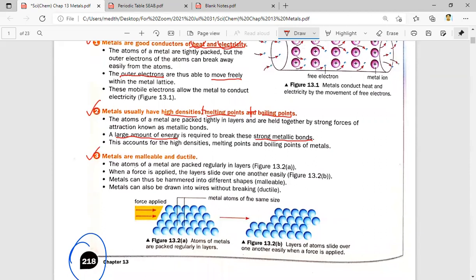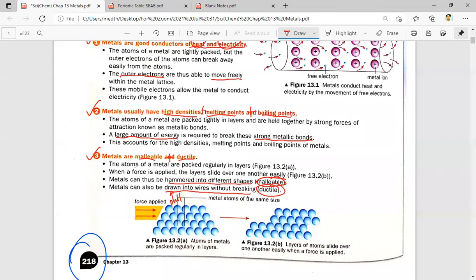The last one is that pure metals are malleable and ductile. What is malleable? Malleable means that you can hammer them into different shapes. So you can hammer the metal and it can form different shapes. Now, what exactly is ductile? You can actually pull it, so it can be drawn into wires without breaking. Drawn actually just means pull. So you can pull the metal into wires without it breaking. That's what we term ductile. So malleable and ductile come together as a pair.